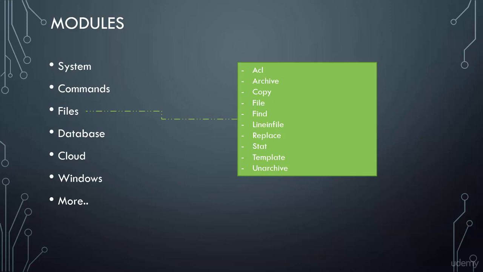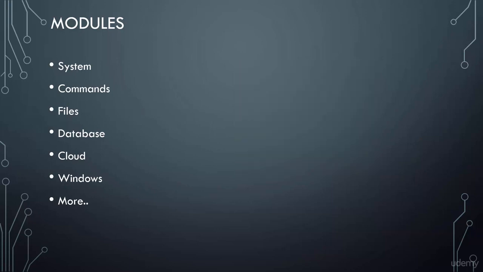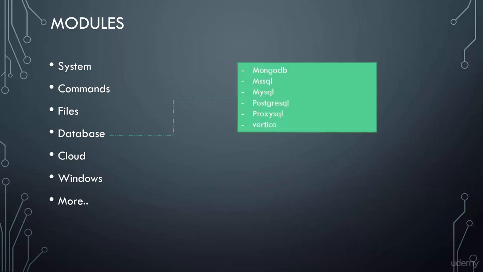File modules help with working with files, for example, using the ACL module to set and retrieve ACL information on files, use the archive and unarchive modules to compress and unpack files, use find, lineinfile, and replace modules to modify the contents of an existing file. Database modules help in working with databases such as MongoDB, MS SQL, MySQL, or PostgreSQL to add or remove databases or modify database configurations, etc.